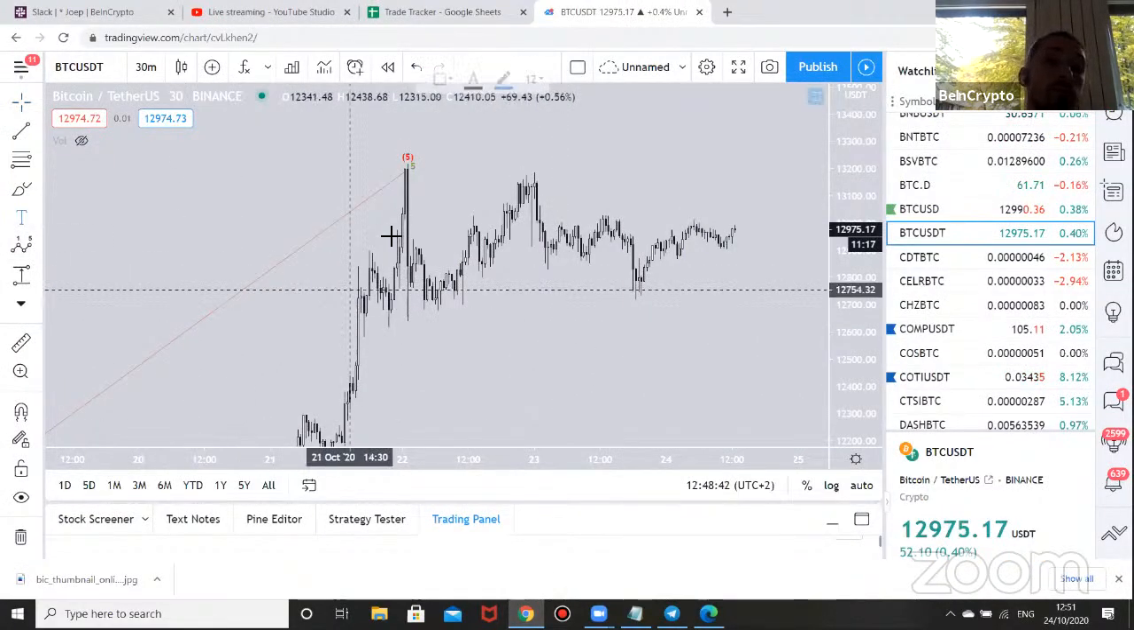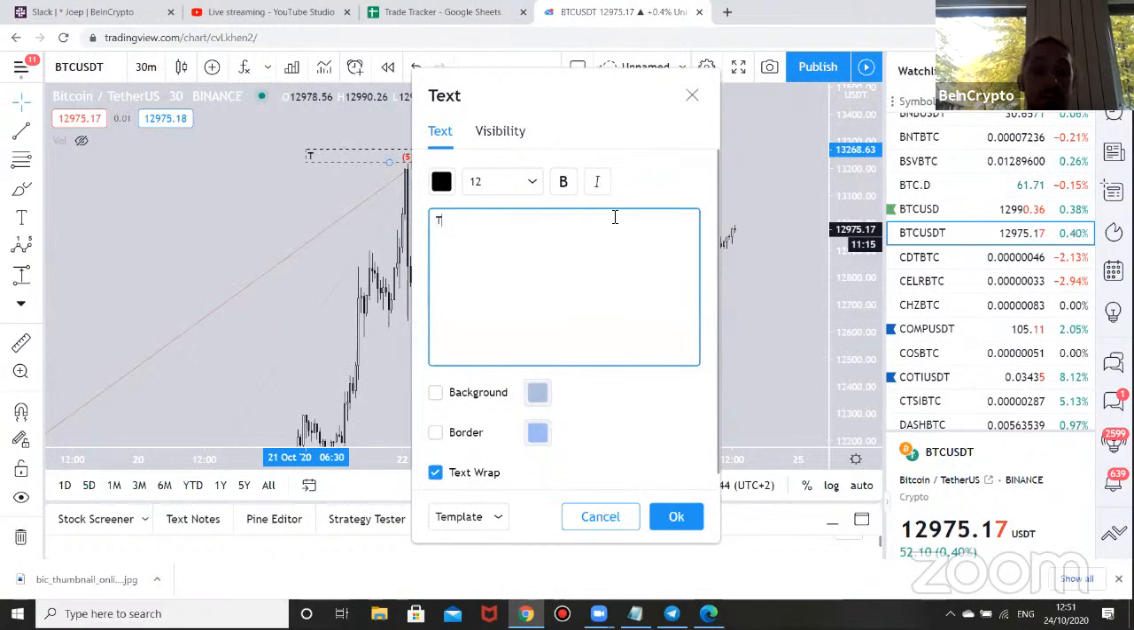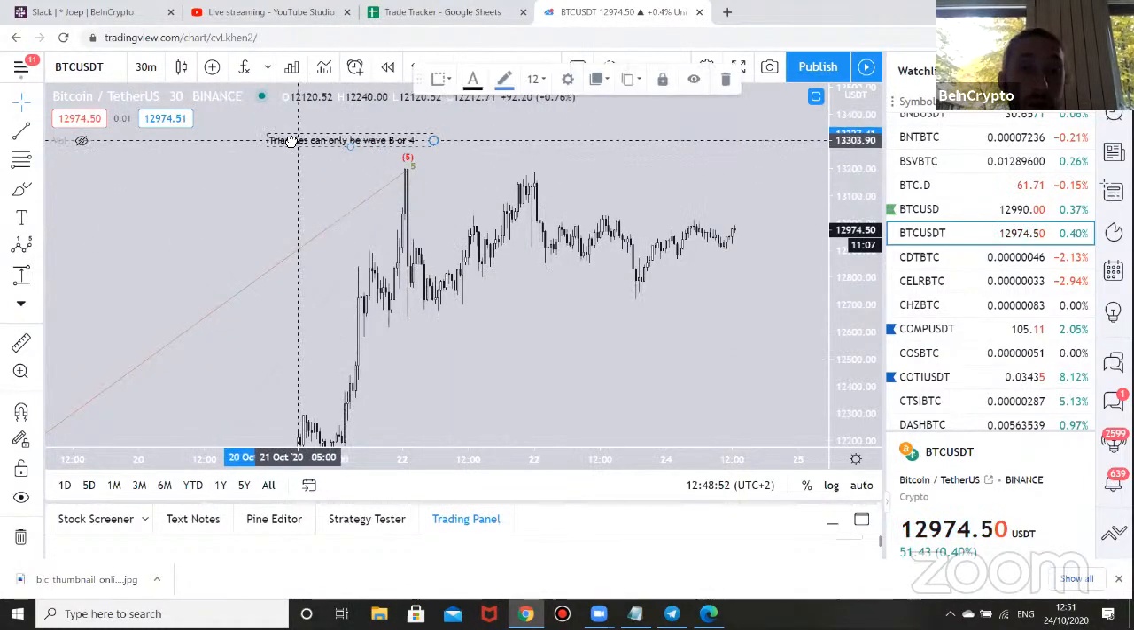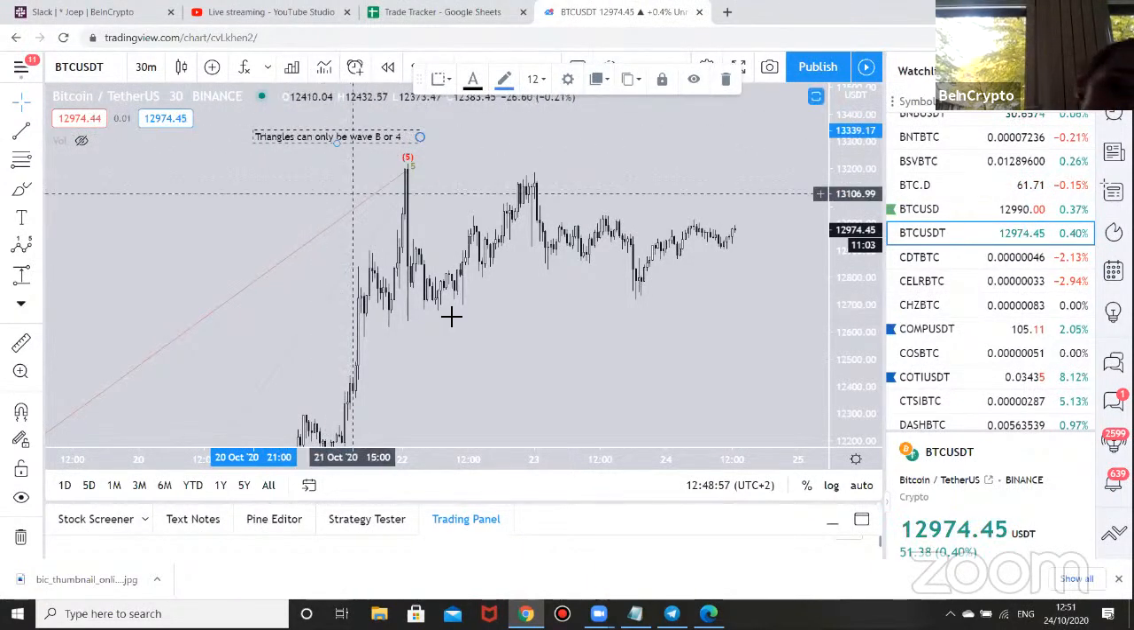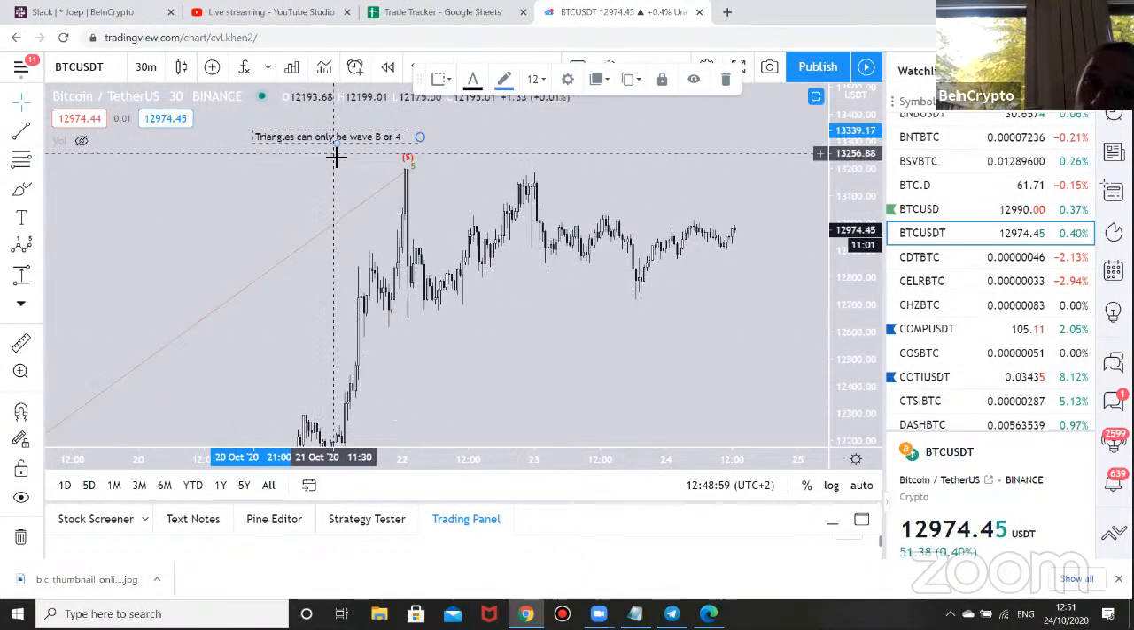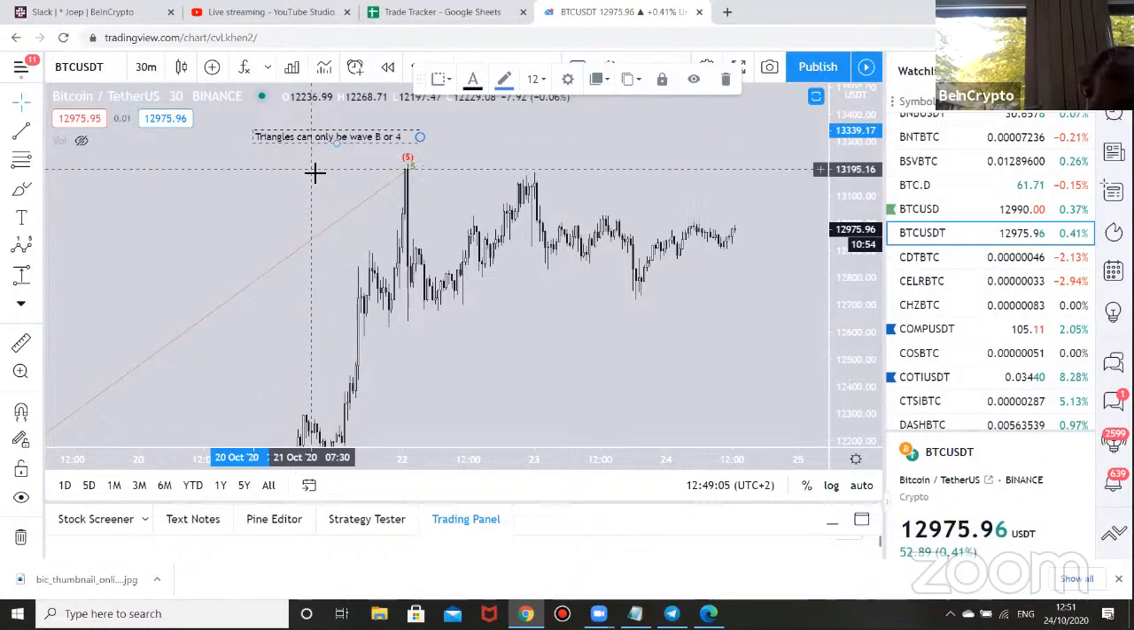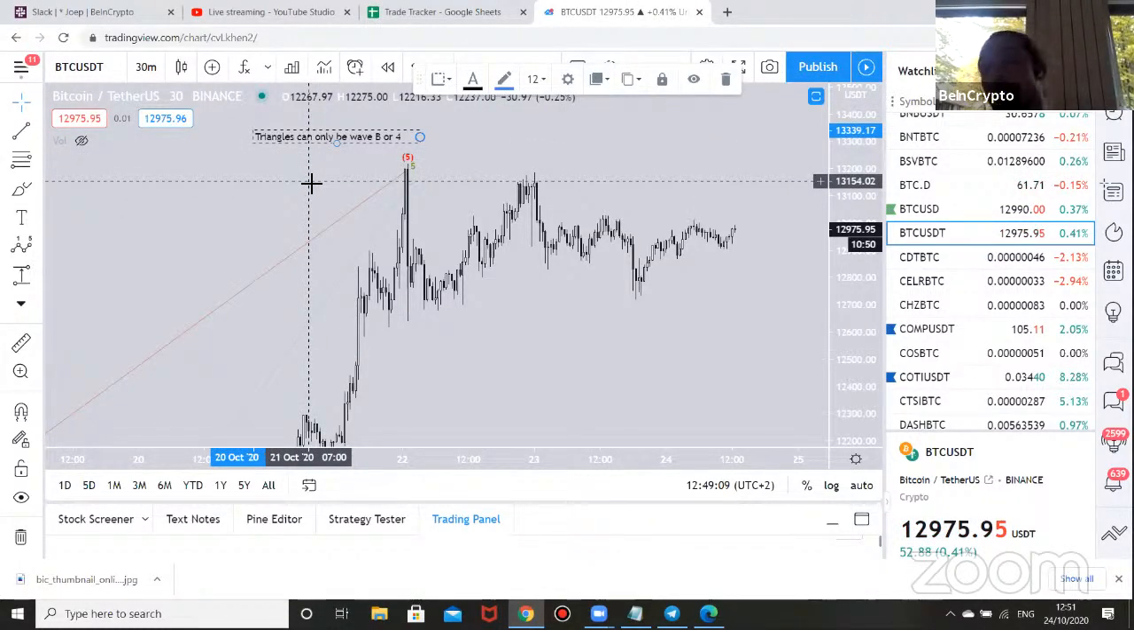Now, triangles. Whenever you see a triangle, a triangle cannot be a wave 2, cannot be a wave 3, obviously, because it's an impulse. So it has to be a corrective structure, but it only has to be a wave B or 4. It can also be a wave X, but we aren't currently doing more complex corrective structures. So we'll just stick to ABCs for now.